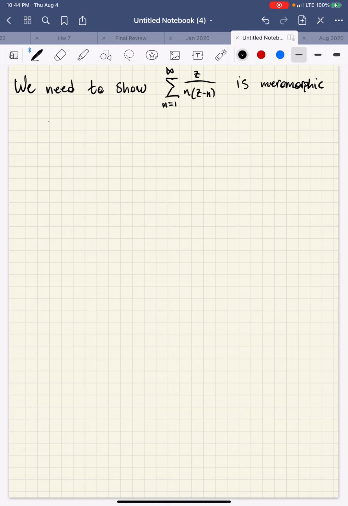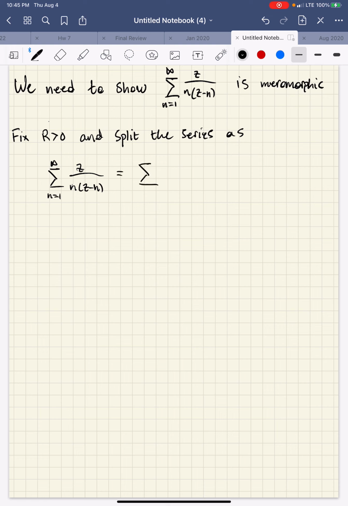Here, let's go ahead and do this. I'm going to fix a radius value. Fix r greater than 0, and I want to split the series like this: the sum from n equals 1 to infinity of z over n times z minus n is going to be equal to the sum over n less than or equal to 2r, where r is this radius, of z over n times z minus n, plus the other term, which would have to be the index values n strictly greater than 2r, z over n times z minus n. So what's the idea here?